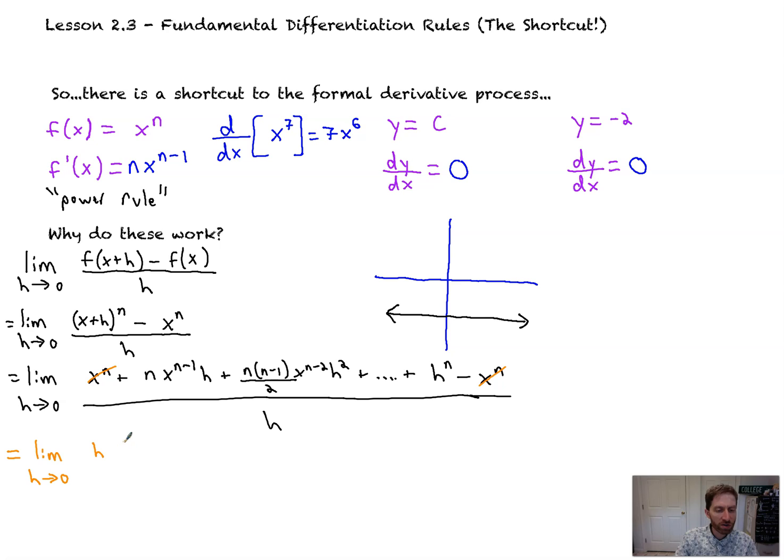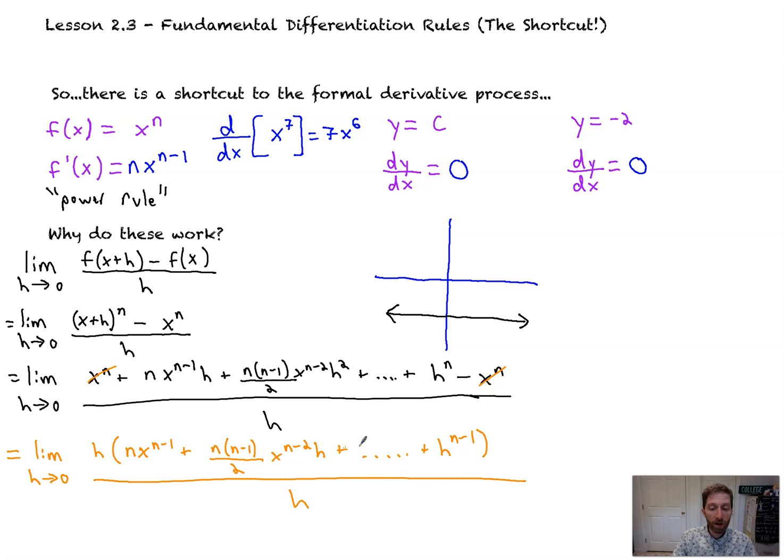As h goes to 0 of h times, I'll factor out an h, n x to the n minus 1 plus n times n minus 1 all over 2 times x to the n minus 2 times h. We still have an h left because it was h squared, plus this next term will have an h in it as well. This will be h to the n minus 1 because there's one less h, which we factored out. But here's the important part. Every other term has a higher and higher h value in it. The only term that doesn't, as the h's divide out, is this first term.